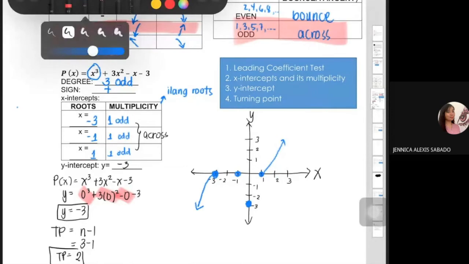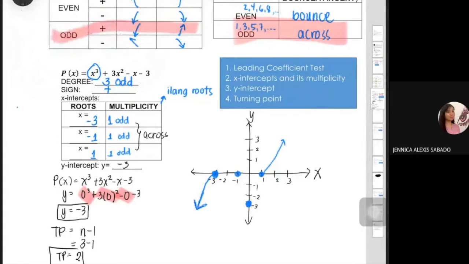So, from the buntot, check niyo lang po uli itong pinaka-left nating buntot. Tatawid. So, across, tatawid. Ayun, tumawid. Guhitan mo lang, sobrahan. Next, punta ka naman kay negative 1. So, si negative 1, ganun uli, across.